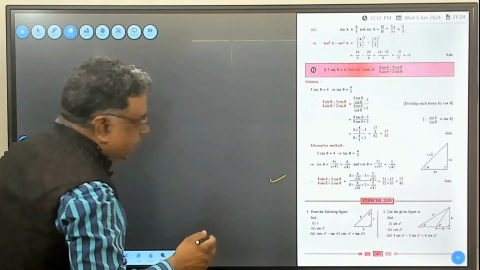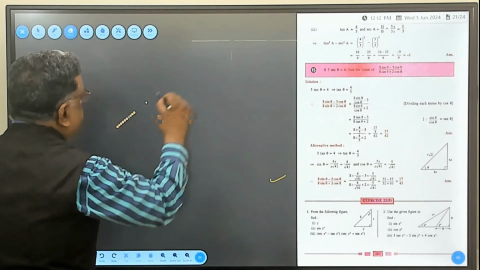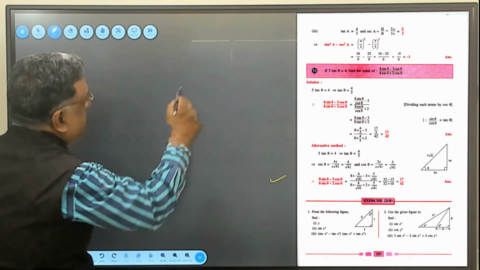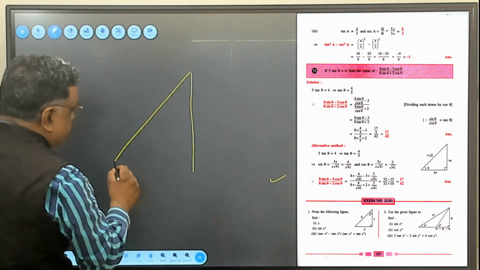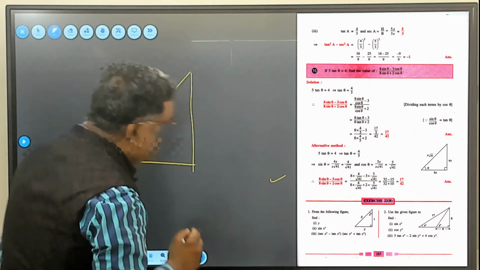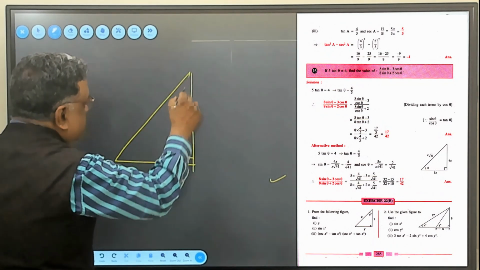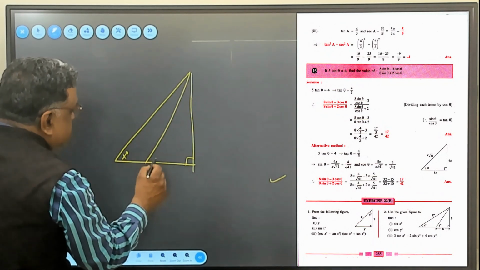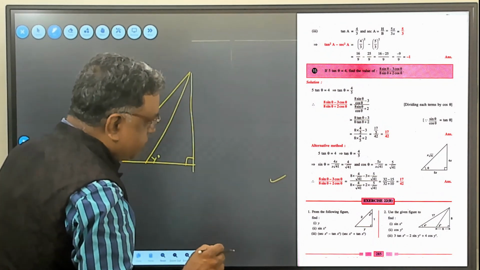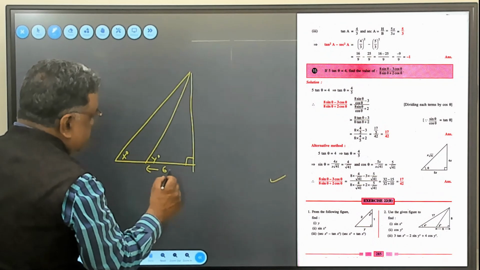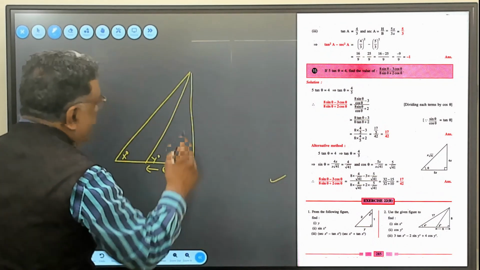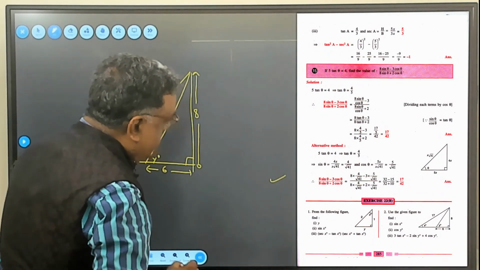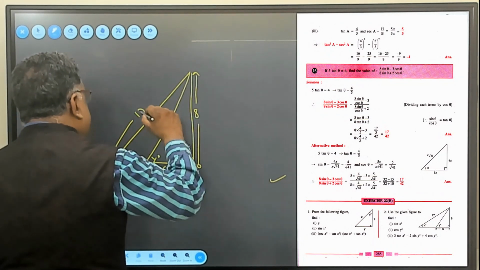Okay. Next sum is given. Let us try to draw a figure and understand what they've asked. So we have been given a figure like this. This is 90 degrees. Something like this. This is x degrees. This is y degrees. This is 6 units. This is 8 units. This is 17 units.